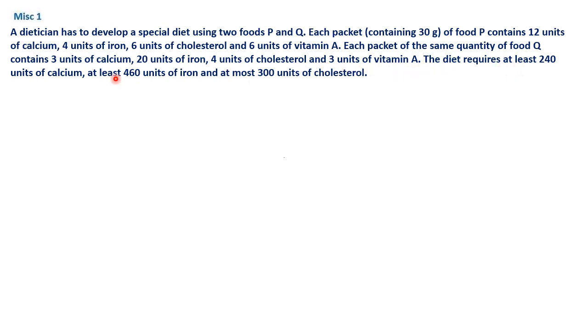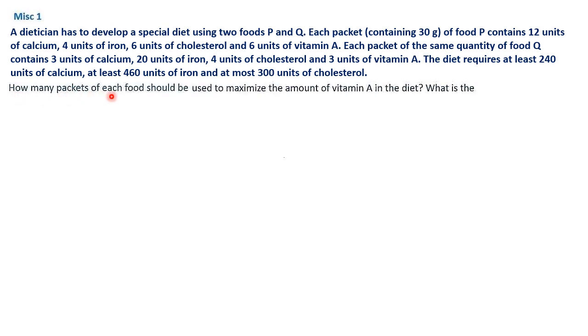The diet requires at least 240 units of calcium, at least 460 units of iron and at most 300 units of cholesterol. How many packets of each food should be used to maximize the amount of vitamin A in the diet? And what is the maximum amount of vitamin A in the diet? In the previous question only the last part is different. Example number 9 we have already explained in the previous slide, and there we had to minimize and here we have to maximize. That's all.